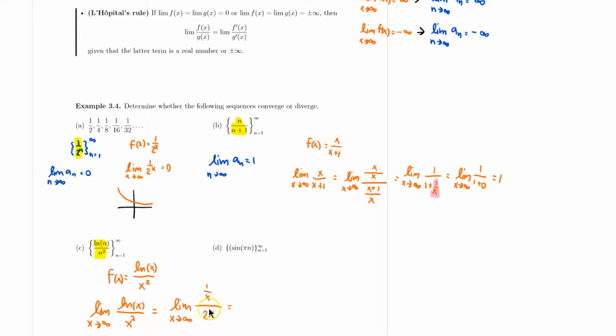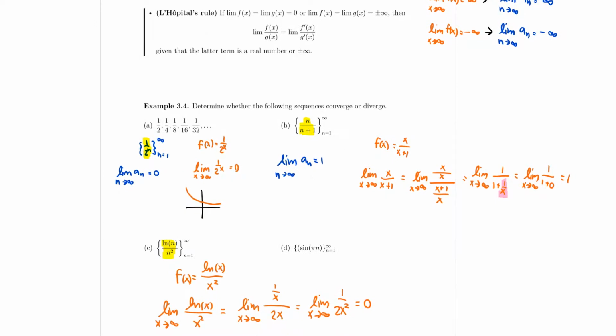I can simplify this: 1 over x over 2x is just going to be 1 over 2x squared. And now when x gets really large, 1 over 2x squared is going to get really small. 1 over a really large number is just 0. So by L'Hopital's rule, I can conclude that the limit of this function is going to be 0. So that means the limit of the sequence a sub n is going to be 0 as well.